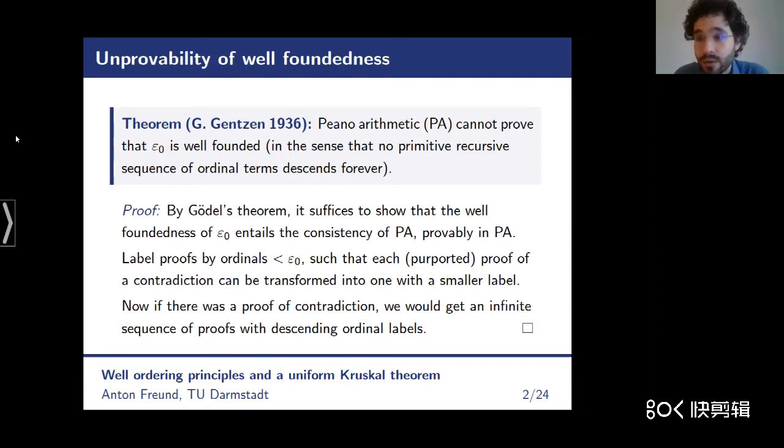And now we can conclude the consistency of Peano arithmetic as follows. So assume towards a contradiction that there is a proof of contradiction in Peano arithmetic. And then by repeating this procedure here, we could generate a proof with a smaller label, and then yet another proof with a smaller label, and yet another one with a smaller label. So in this way, we could generate an infinite sequence of proofs of contradiction, which have smaller and smaller labels. So we would get an infinitely descending sequence of ordinal labels below epsilon 0. And that cannot be, since we have assumed that epsilon 0 is well-founded.